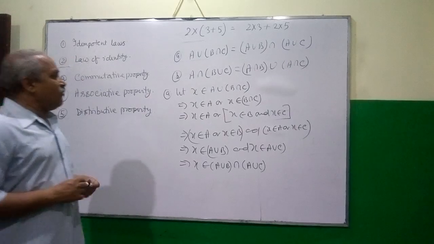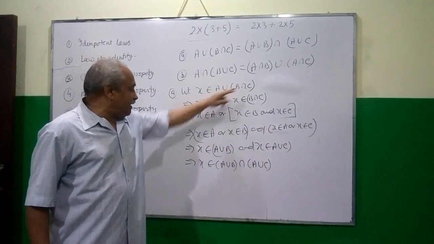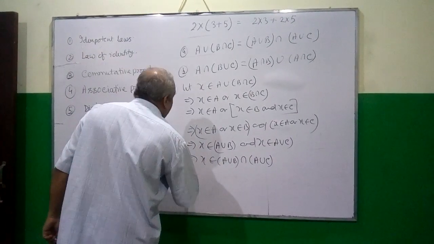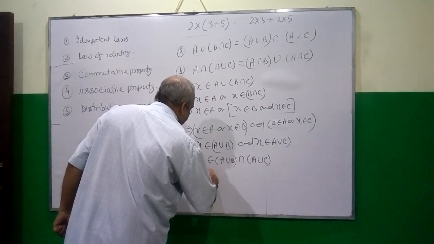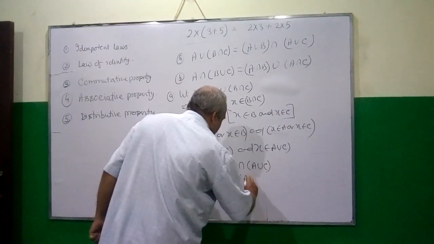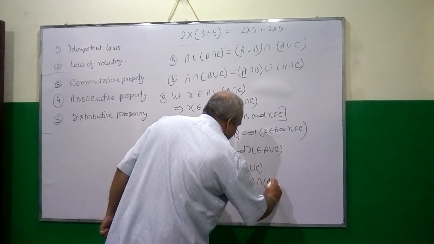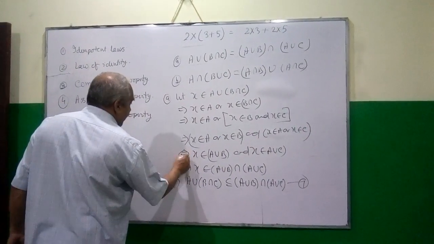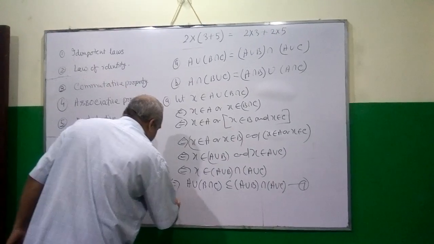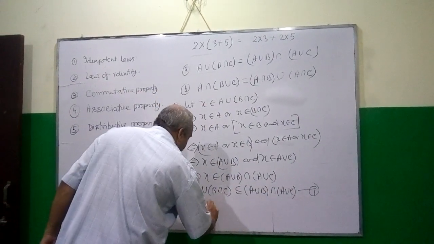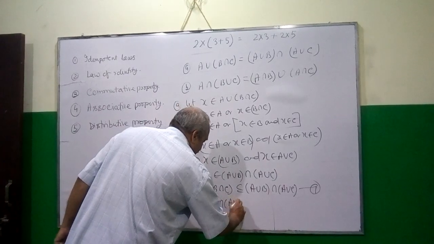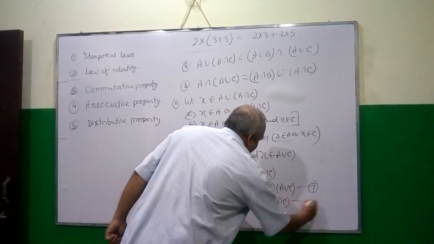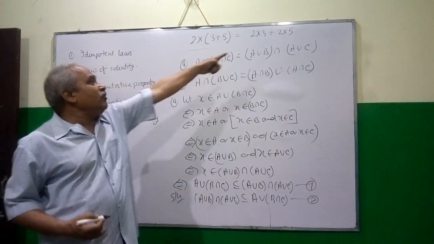So what do we find? We started from A union (B intersection C) and we reached (A union B) intersection (A union C). This implies A union (B intersection C) is a subset of (A union B) intersection (A union C). Call it one. Similarly, right from that side, (A union B) intersection (A union C) is a subset of A union (B intersection C). And from 1 and 2, this will be equal to that.